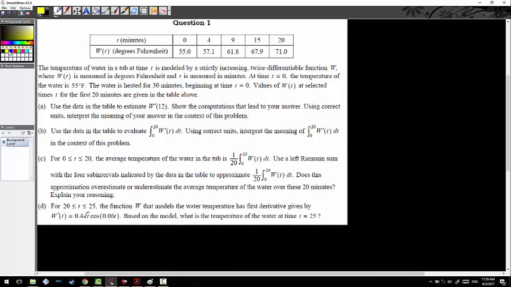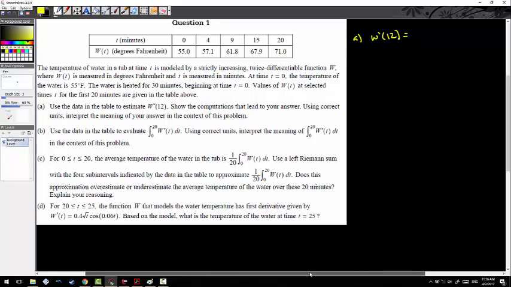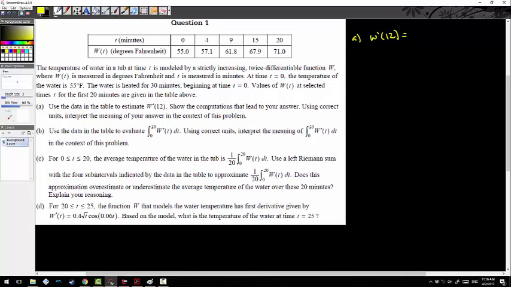Okay, so let's talk about this problem here. It says that using the data in the table, we have to interpret some stuff. We have to estimate w prime of 12. So A, w prime of 12. Well, I think we kind of all know where this is going, right? This is always that first question that I ask you guys. What is the highest level of math you need to solve this problem here? And really, it's just algebra 1.